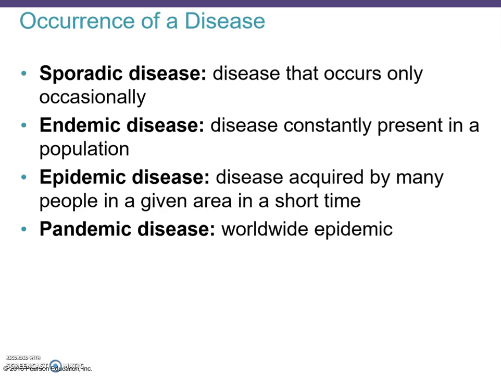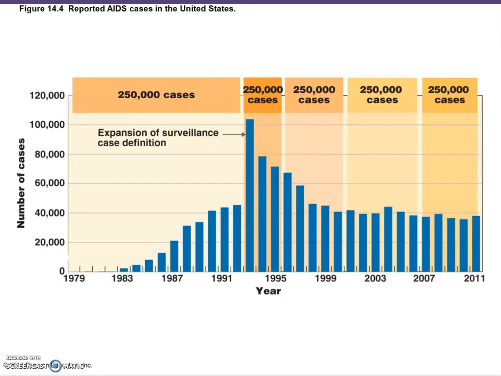Now, if the epidemic is worldwide, then, as you know, the term we use is pandemic. That means we have a worldwide epidemic, and that's what we're seeing currently with the coronavirus. It's a worldwide epidemic.